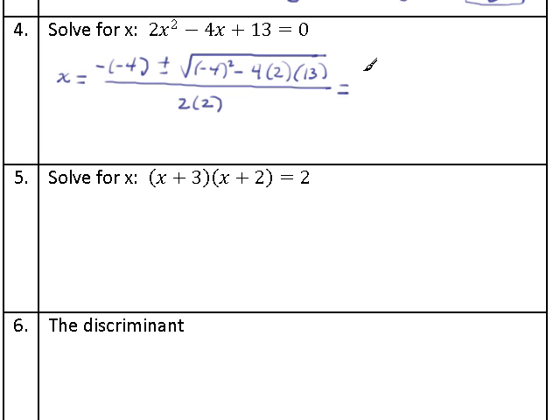So let's simplify that. So we have 4 plus or minus, and here we have the square root. Here we have 16 minus 1, over 4. So here we see that we have a negative underneath the square root.